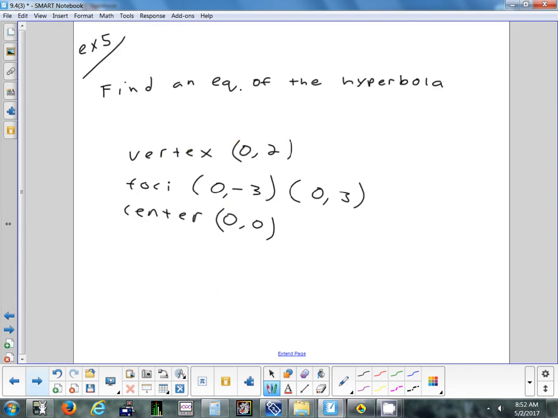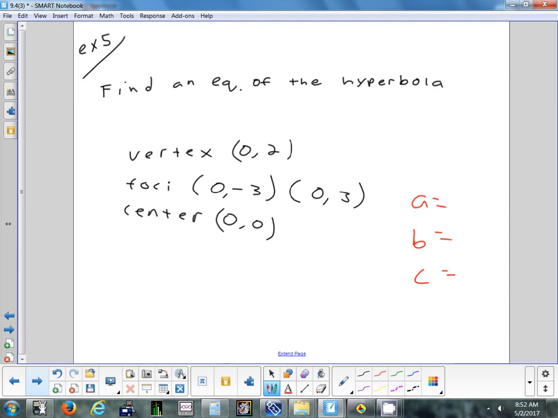All right, so we haven't tried one like this in a little bit. I'm giving you some information. You tell me the equation of the hyperbola. Okay, what's the first step to find the equation of a hyperbola? You got to get the A, B, and C.